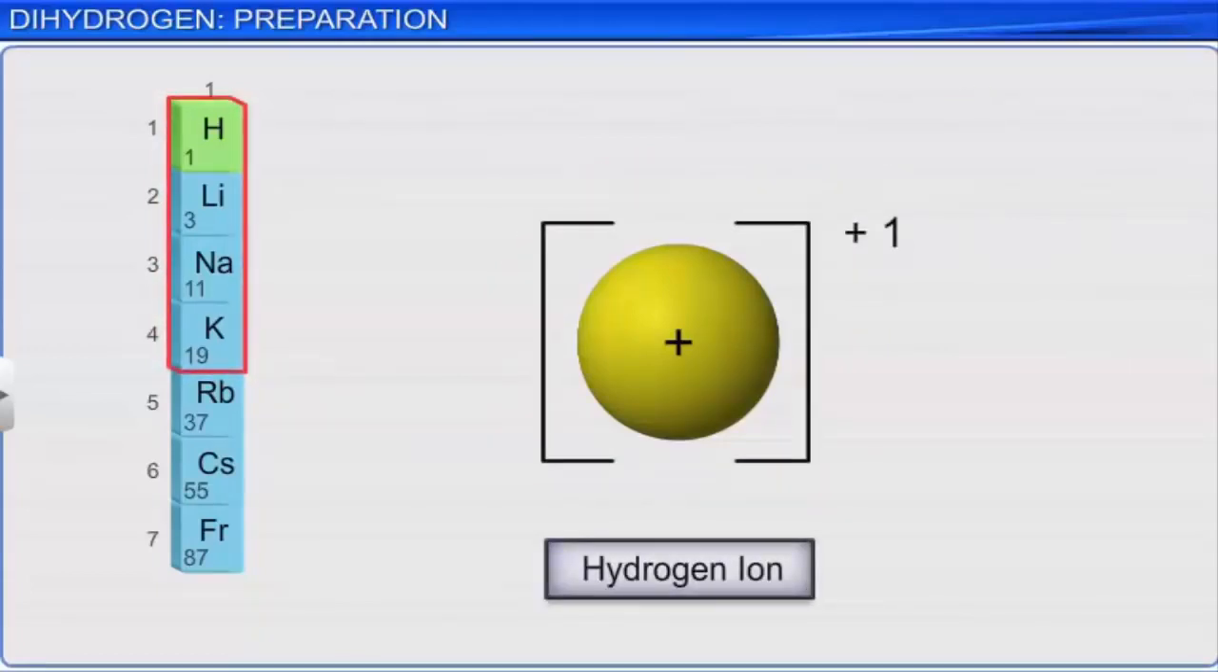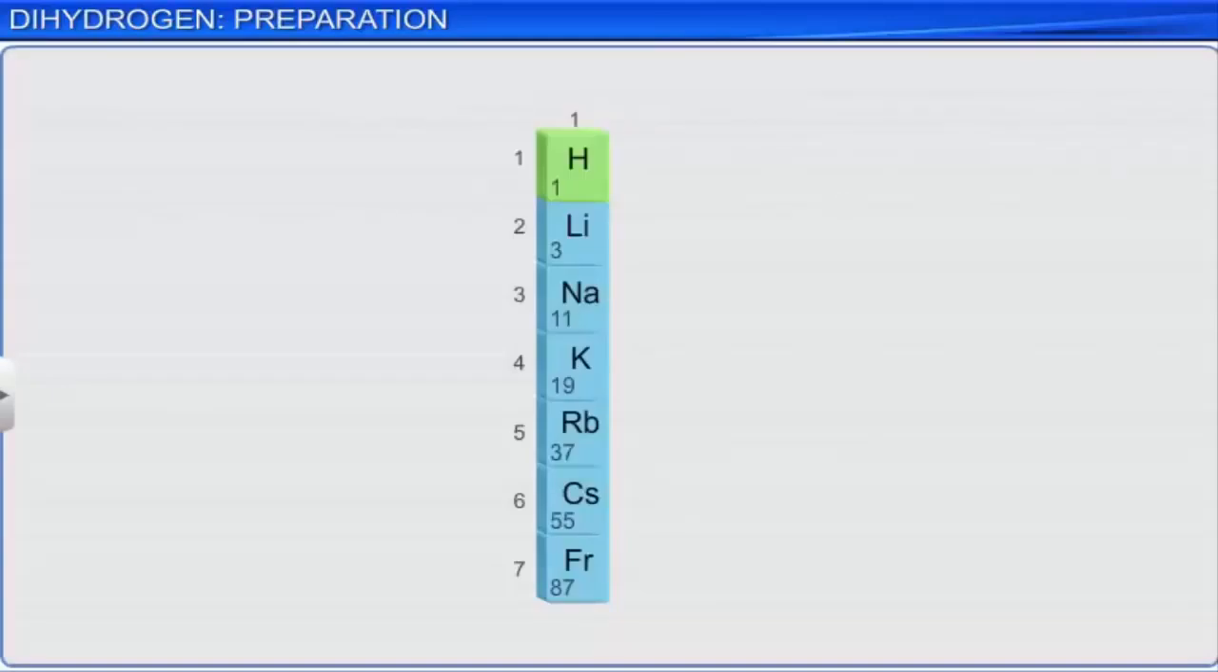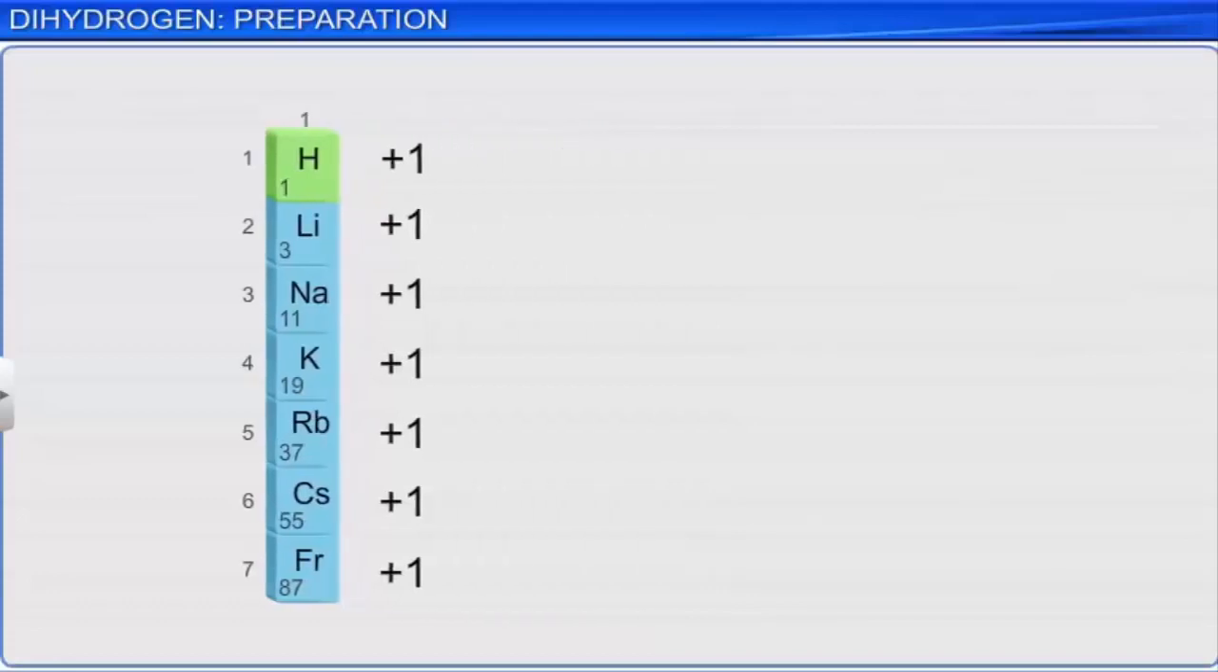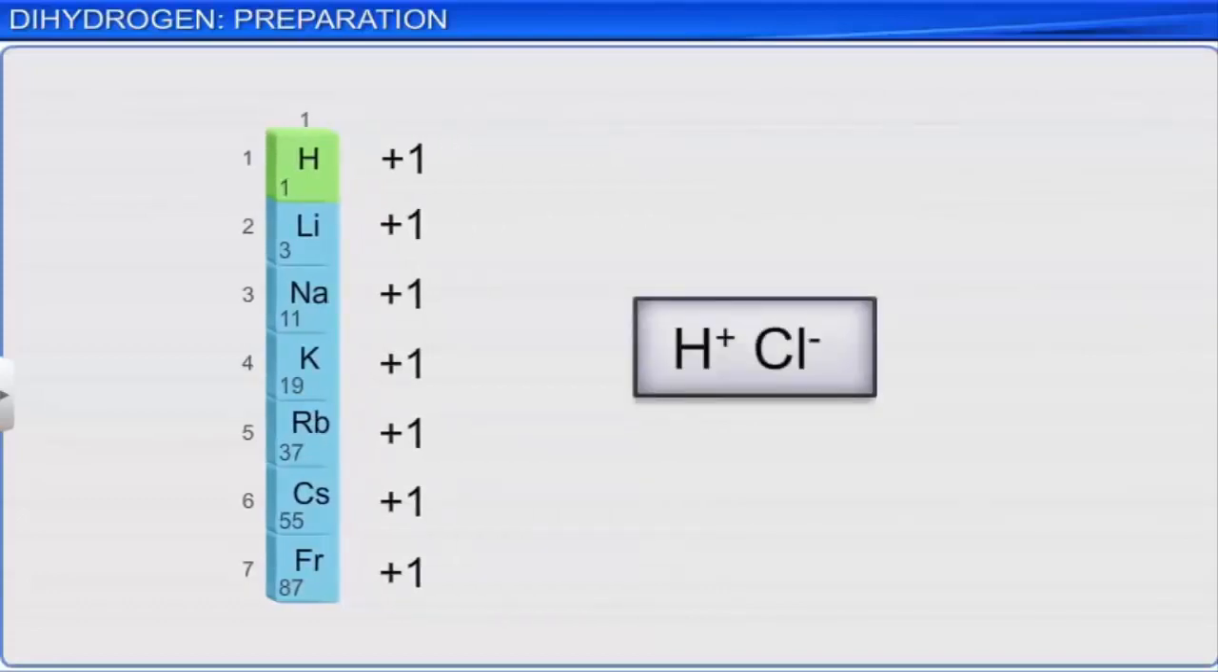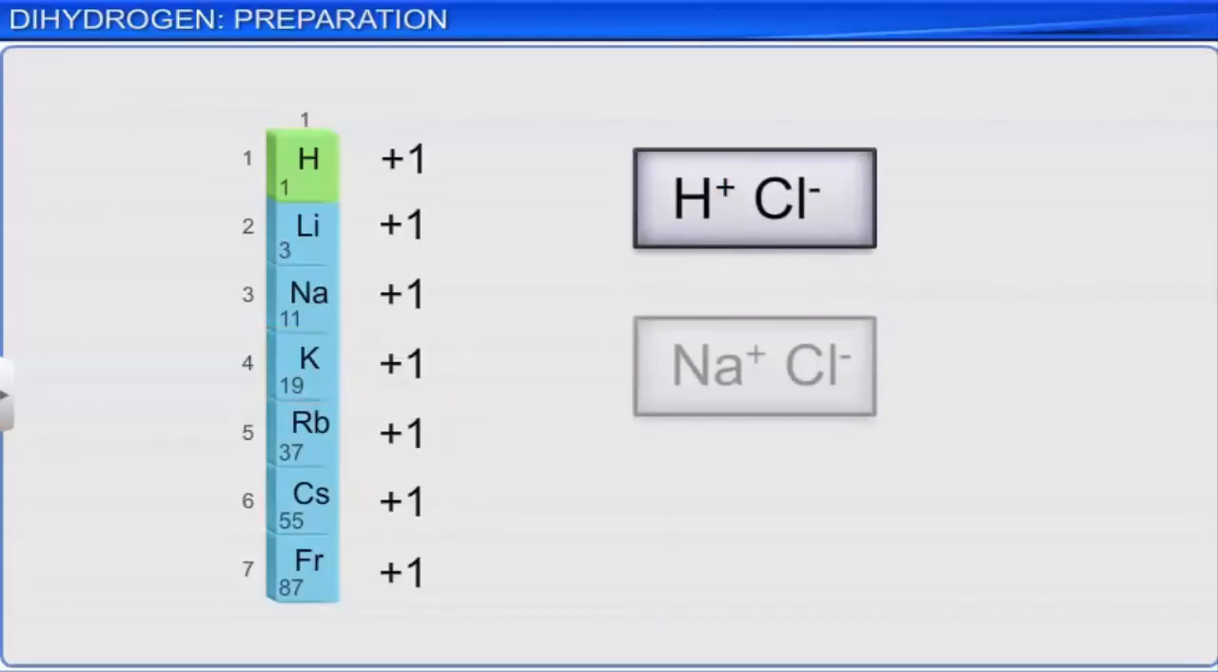Thus, similar to alkali metals, hydrogen also shows an oxidation state of +1. For example, in hydrochloric acid, hydrogen has an oxidation state of +1, which is similar to that of alkali metals such as sodium and potassium, in sodium chloride and potassium chloride respectively.